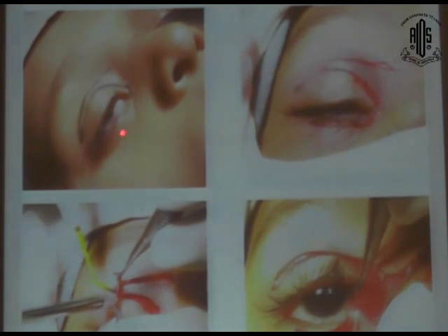So this is a patient who has a lower eyelid ectropion and a flap has been harvested from the upper eyelid, as you see over here. This is the flap which has been harvested from the upper eyelid and then it would be transposed to the lower eyelid.